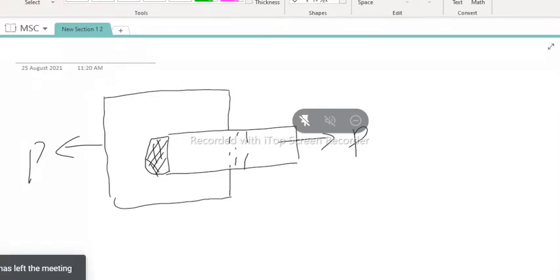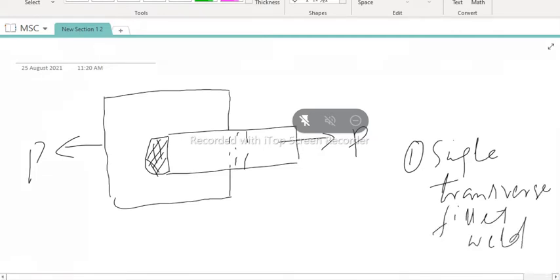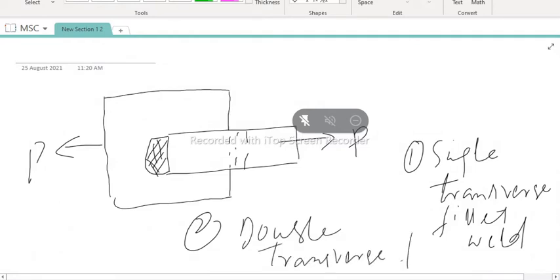The joint or weld's cross section resembles that of a shoulder. So that's why we call them flat. Okay, then if it is welded at one edge only, we call that a single transverse flat weld. If it is welded at both edges, that is this edge and the lower side edge, we will call that a double transverse flat weld.